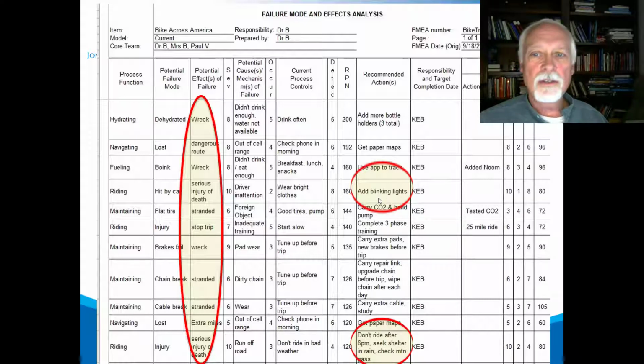My mitigating actions, recommended actions would be add blinking lights, which I really need to do right away, and don't ride after 6 p.m. Seek shelter in the rain, check mountain pass, and so on.